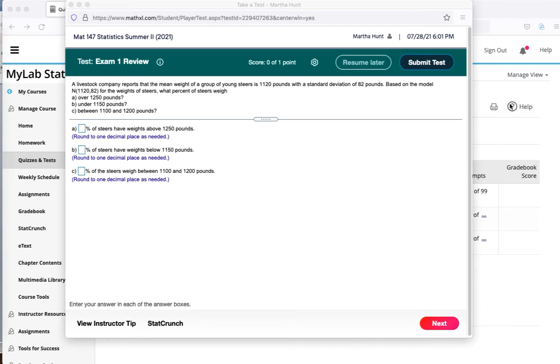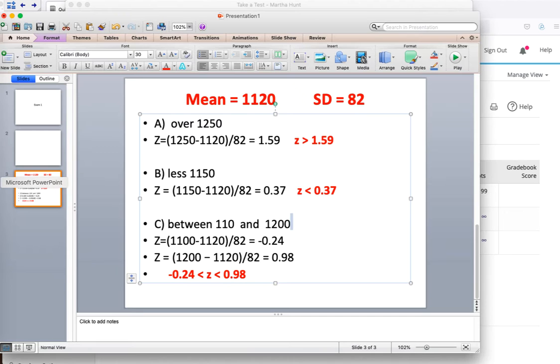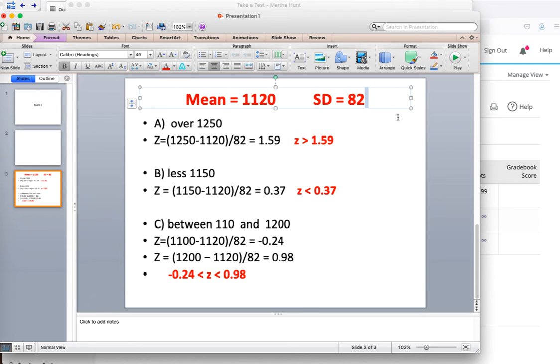For each part of this problem, I'm going to use StatCrunch. But before I use StatCrunch, I'm going to have to calculate some z-scores. Here we go. So here is the mean and the standard deviation for the problem.